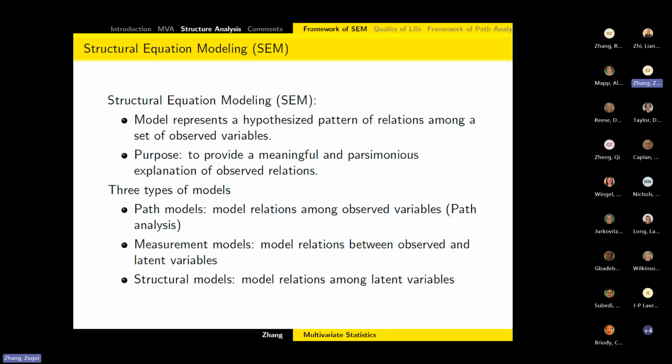There are many different types of analysis to look at multiple outcomes and also with many independent variables. We can do path models, which model relations among observed variables. We can conduct path analysis. We can use measurement models, which model relations between observed and latent variables. And also structural models, which model relations among latent variables. So here we have many new concepts related to multivariate analysis.